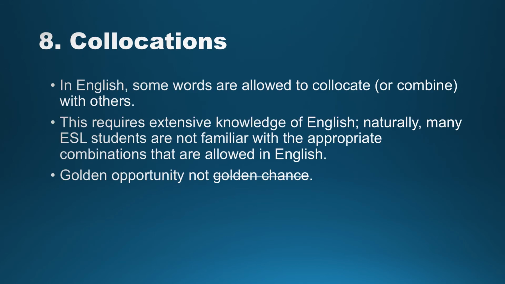Other errors that are often committed by students are improper collocations. These are words that combine together with others. So, to avoid improper collocation use, this requires some knowledge of English, and in some cases, ESL students from different language backgrounds may not combine certain words correctly. For example, we could not say a golden chance, but we can say a golden opportunity.